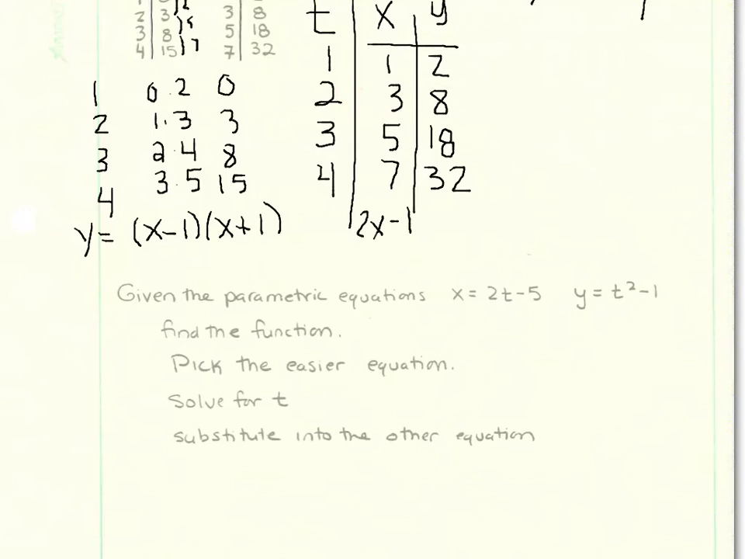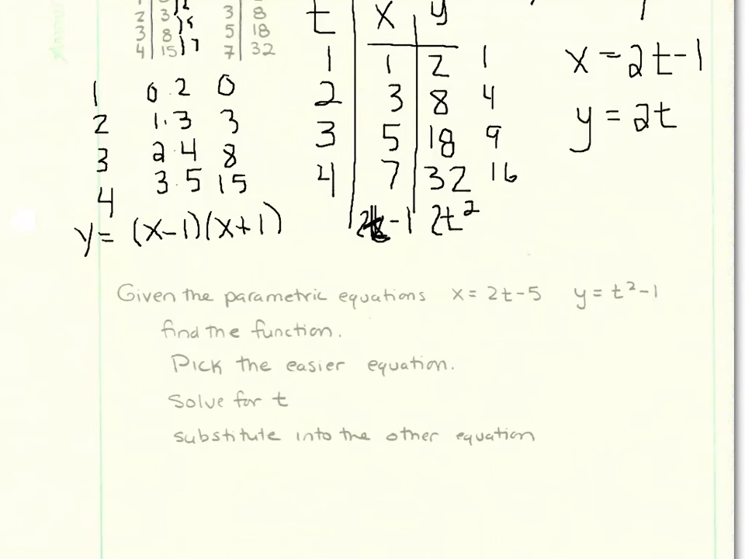Excuse me, I wrote that one wrong. It's 2t minus 1. And then I look for a pattern for the y's. Let's see, they're all even numbers, so half of them is 1, 4, 9, 16, and I'm like, oh, that's the squared pattern. So the y's are actually t squared times 2. So I can say that x is 2t minus 1, and I can say that y is 2t squared.